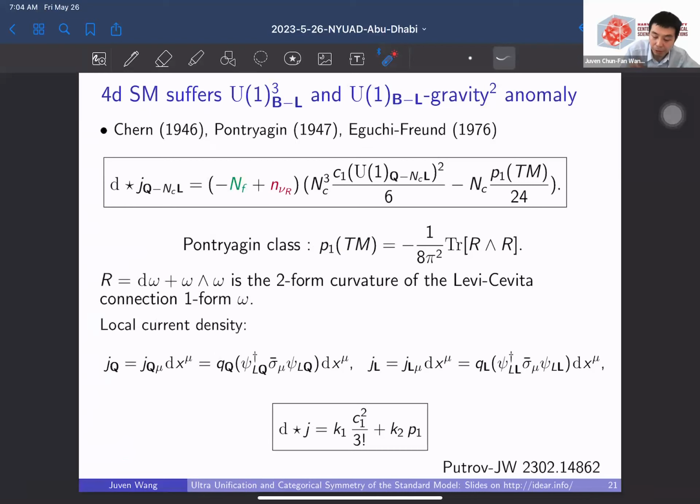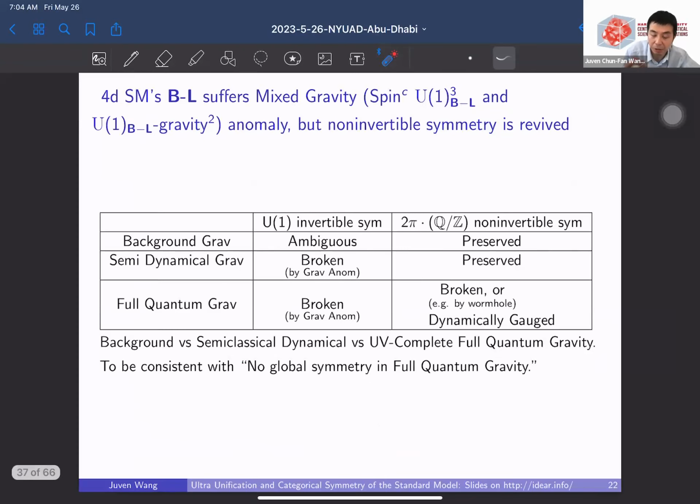To end the story, in the case of the standard model, as we emphasized earlier, it suffers from this B-L type of anomaly with an F∧F, c1 squared, first Chern class type term, or the p1, trace of R wedge R, term. We can also revive that by moving this onto the left side and trying to make sense of this current non-conservation as a way to conserve in some way.